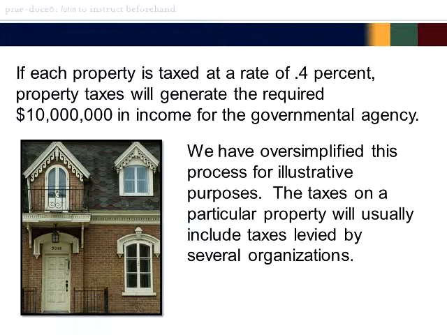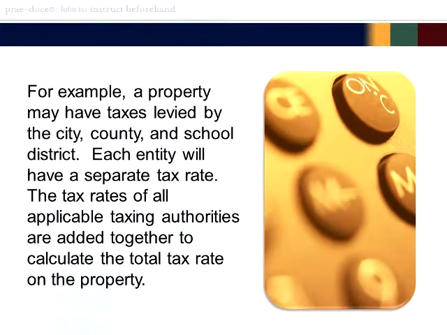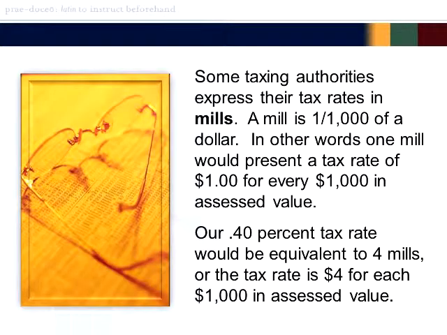The taxes on a particular property may include taxes levied by several organizations. For example, a property may have taxes levied by the city, county, and school district. Each entity will have a separate tax rate. The tax rates of all the applicable taxing authorities are added together to calculate the total tax rate on the property. Some taxing authorities express their tax rates in mills.